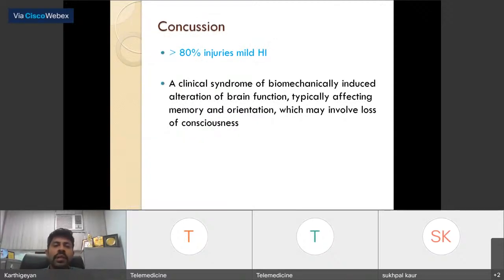Most of the injuries we see in children are mild head injuries. That is, more than 60 to 80% belong to mild injuries, and the most common manifestation of mild head injuries is concussion. So what is concussion? It's defined as a clinical syndrome of biomechanically induced alteration of brain function, typically affecting memory and orientation. This may or may not involve loss of consciousness. So loss of consciousness is not a prerequisite to term someone as having a concussion.